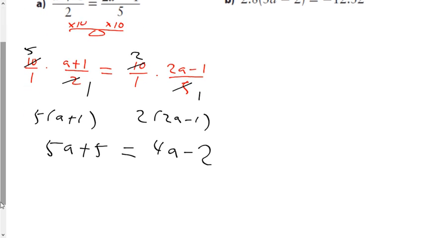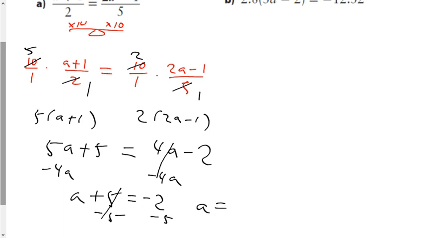Once we have that, I'm going to have variables on both sides. I'm going to get rid of the 4a by subtracting 4a from both sides. a plus 5 equals negative 2. Get rid of the constant. And the final answer is a equals negative 7.